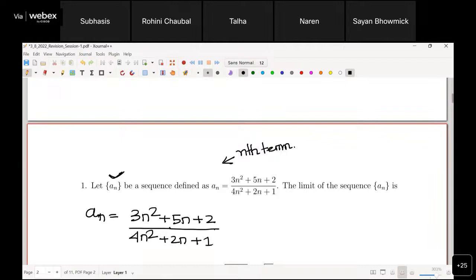Make n, bring out n square out. Correct, absolutely correct. So the idea is, we need to get rid of this n square. In the sense that we need to bring this n square to the denominator, let's say taking n square common from both the numerator and the denominator.